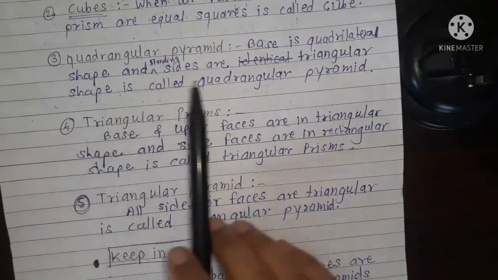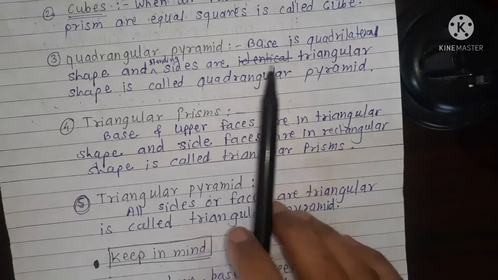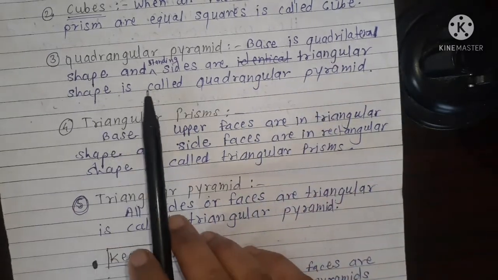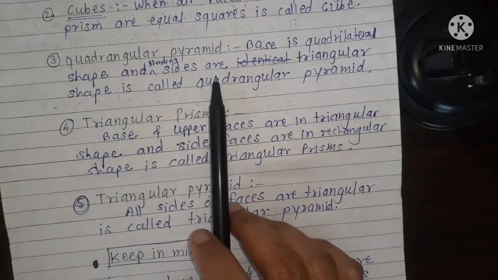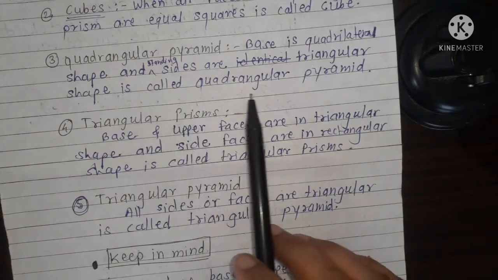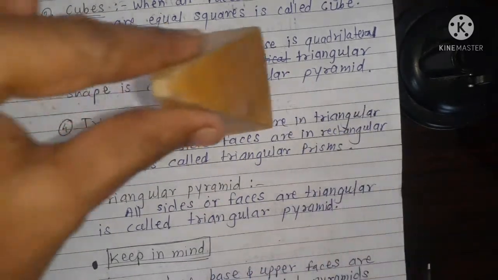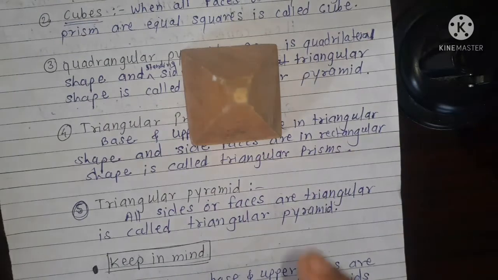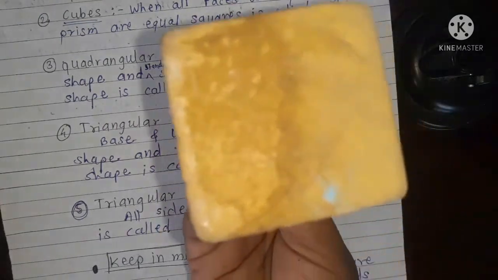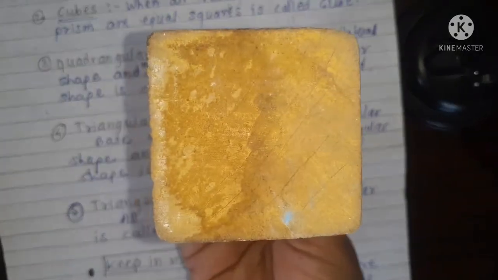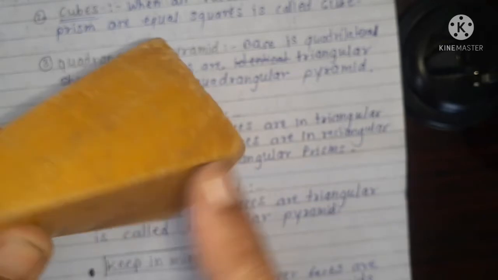Third, quadrangular pyramid. When the base is a quadrilateral shape and the standing sides are triangular shaped, it is called a quadrangular pyramid. This is a quadrangular pyramid. The base is in a quadrilateral shape and the standing sides are in triangular shape. So it is called a quadrangular pyramid.